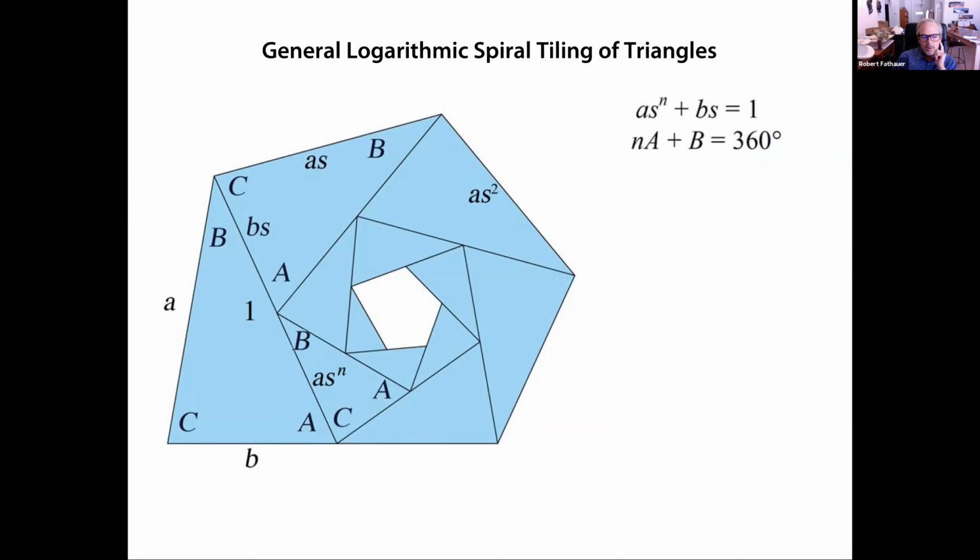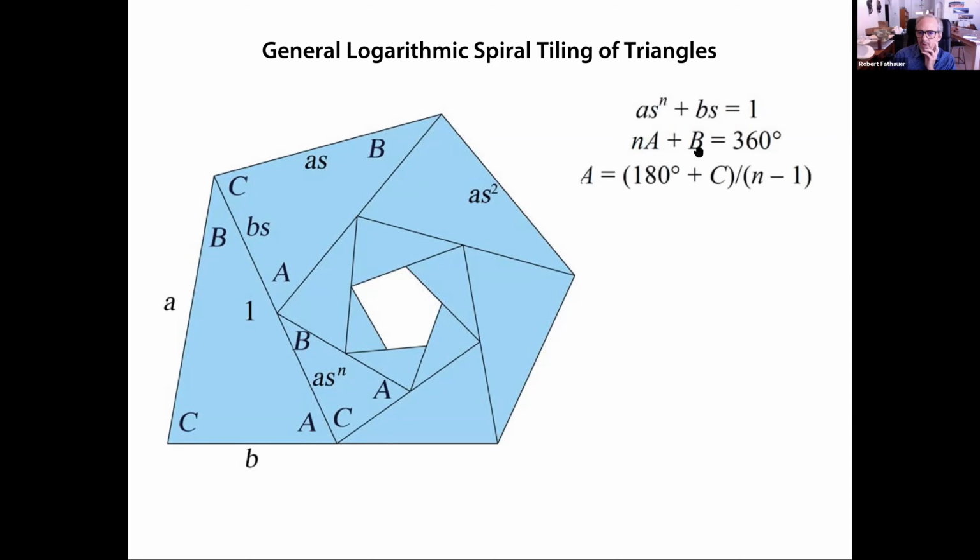And for the next one, note that this triangle rotates as it scales. When you get back to here, it's rotated most of the way around. And if you just rotate it this much more, which is the angle B, it'll be back to the starting orientation, from which we can write NA plus B equals 360 degrees. And those are really the two equations we need.